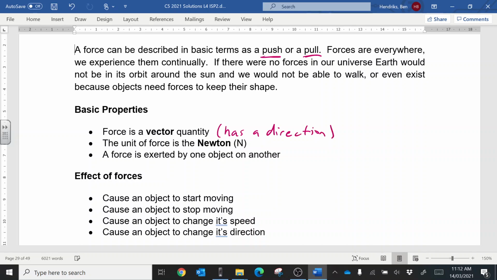Force is a vector quantity, which means it has a direction as well as a magnitude. The SI unit of force is the newton, and we represent that with a capital N. And a force is exerted by one object onto another.